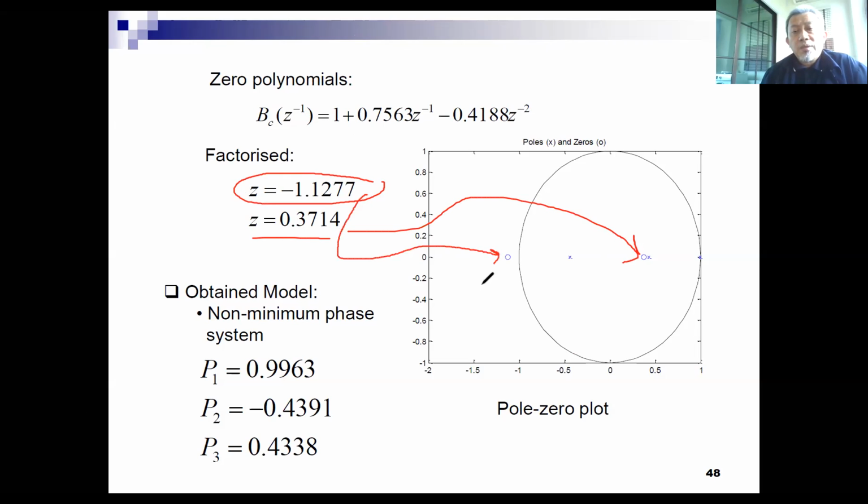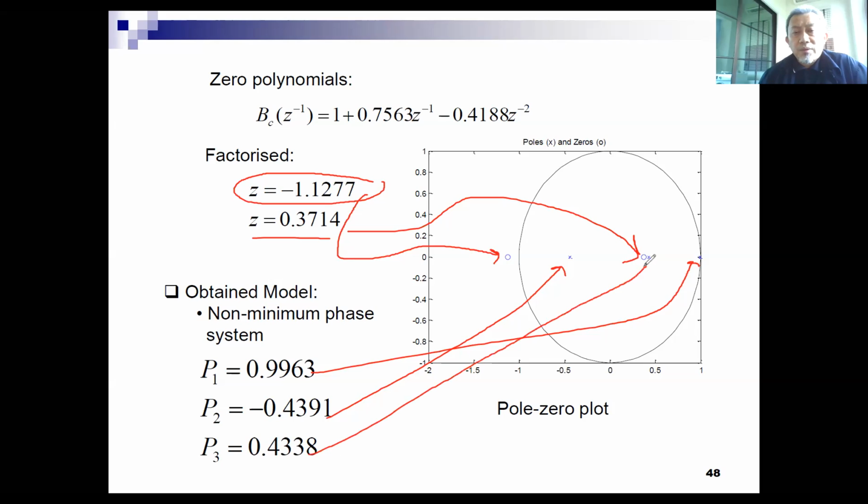For the poles value, we have 0.0963, which is very far here, nearly 1, minus 0.4391, which is here, and positive 0.4338, which is here. So all poles are inside the unit circle, and there is 1 zero outside the unit circle. The system is stable and non-minimum phase.